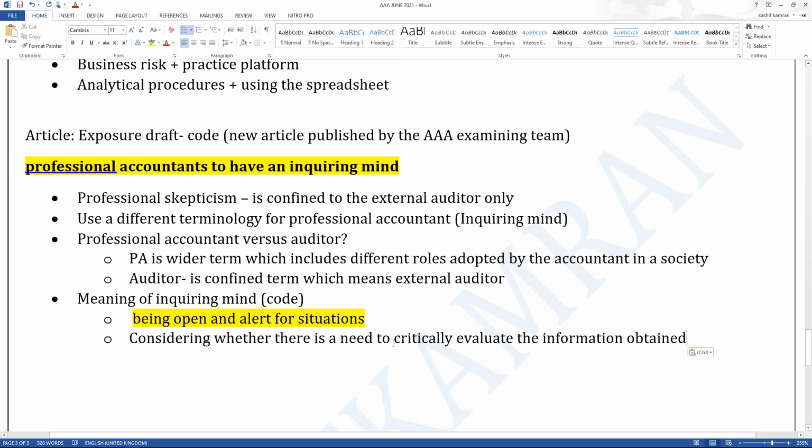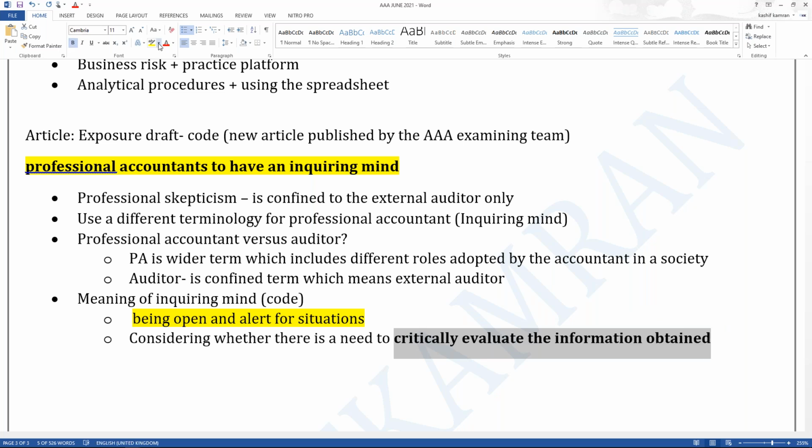If you critically evaluate the information obtained, is that an exercise of an inquiring mind, everyone? So if you critically evaluate information, are you demonstrating an inquiring mind as a professional accountant? And when you are open, are you exercising an inquiring mind? When you are alert, are you exercising an inquiring mind? So I hope you're understanding the definition. It's a pretty simple definition to understand. Meaning of an inquiring mind.